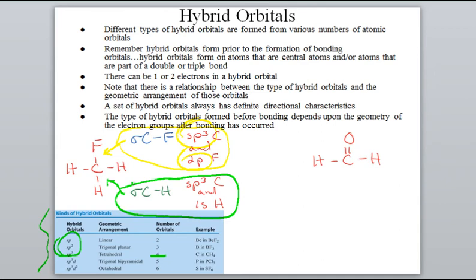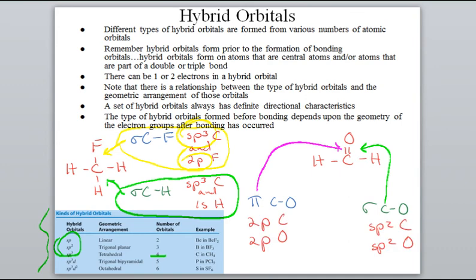Okay, for the formaldehyde example, why don't you do the pi carbon-oxygen bond and the sigma carbon-oxygen bond? 2 orbitals overlap to form a sigma bond, and 2 orbitals overlap to form a pi bonding orbital. Go ahead and pause the video and give an answer. Unpause the video when you're ready to check your answer.